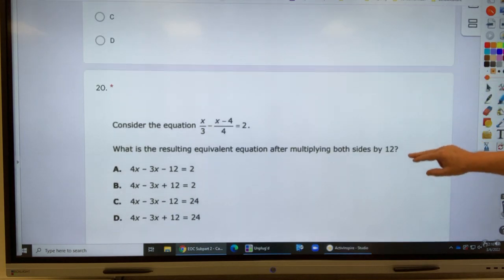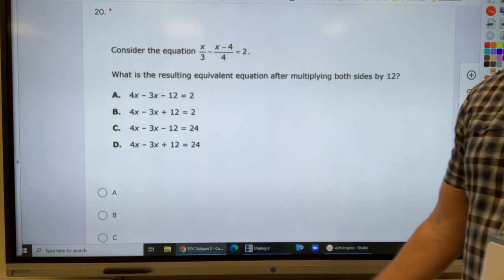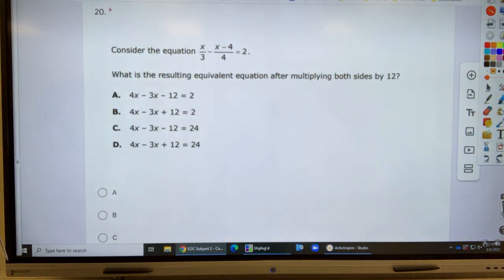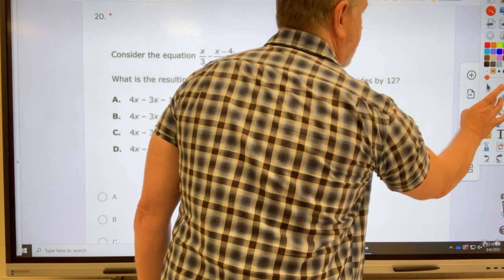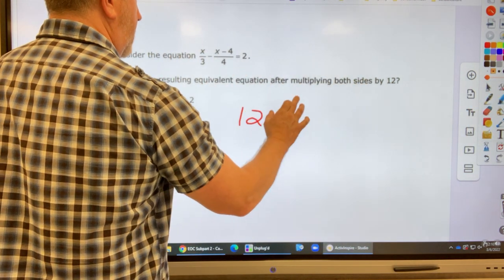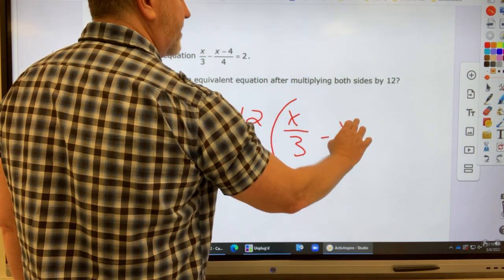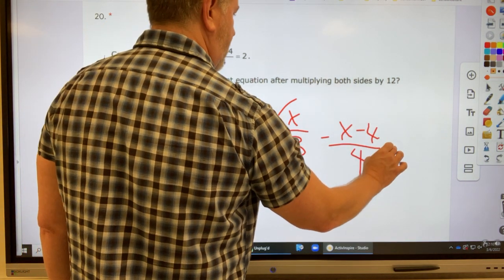One more, and it is not terrible. This one even tells you exactly what to do. So, what is the resulting equivalent equation after multiplying both sides by 12? So we're going to multiply both sides of this equation by 12. I'm just going to leave some room so that I can work fairly quickly and mark stuff out as we go.